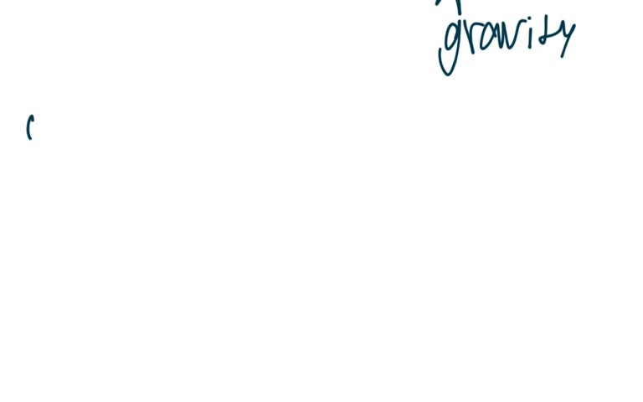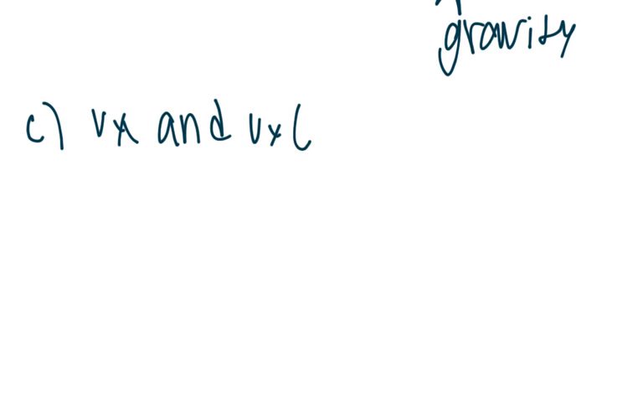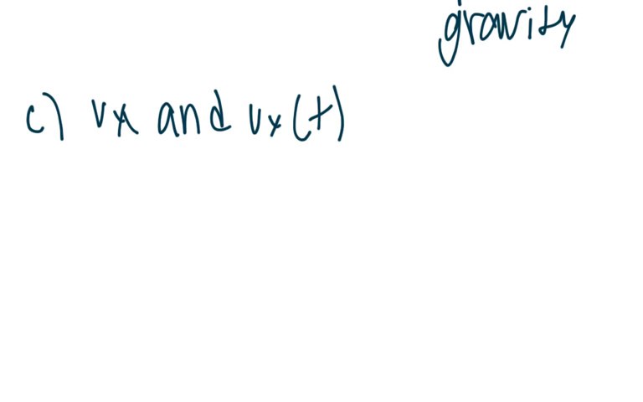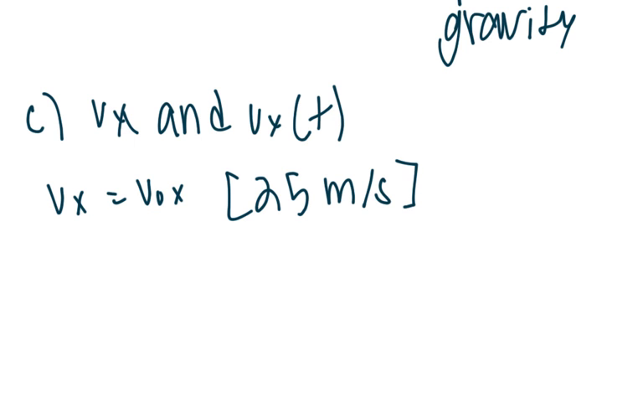So for C, it is asking us to write an equation for Vx(t) and Vy(t). So our Vx equals V0x, 25 meters per second, and our Vy equals V0y plus at.